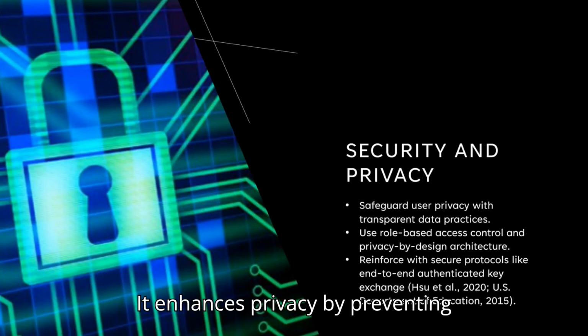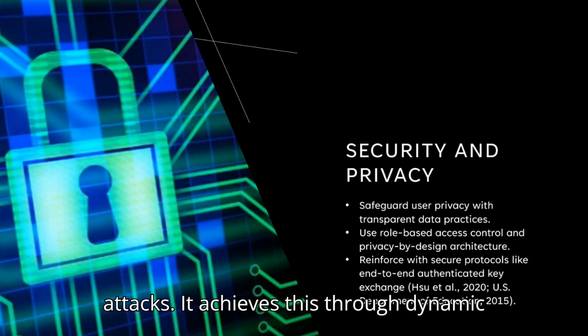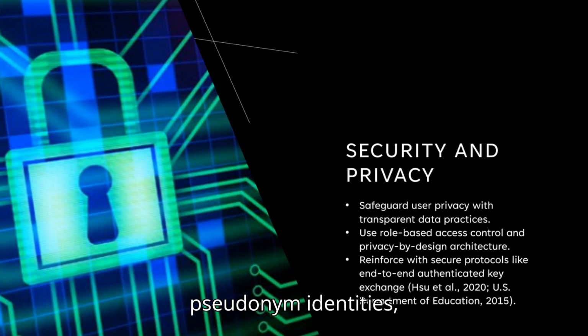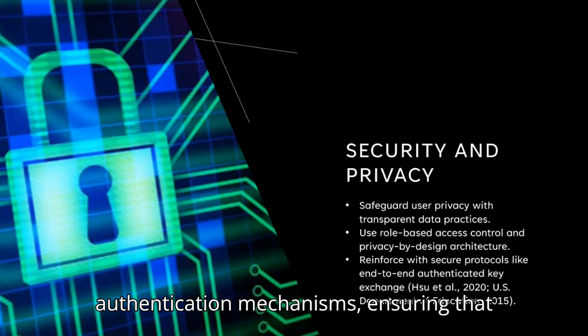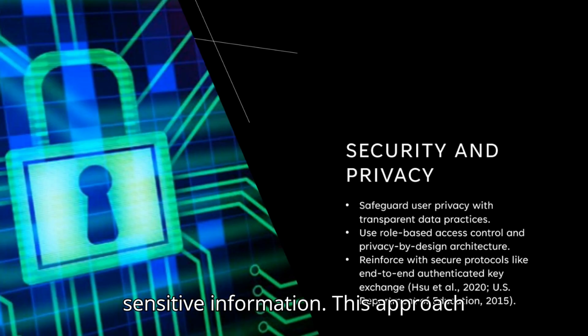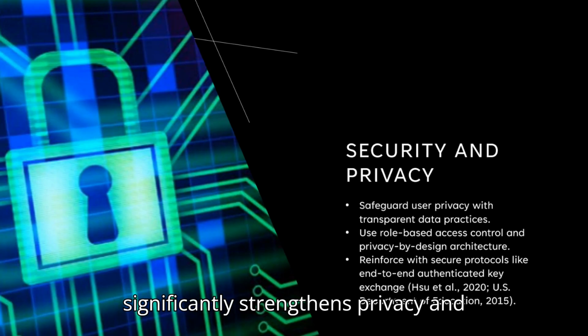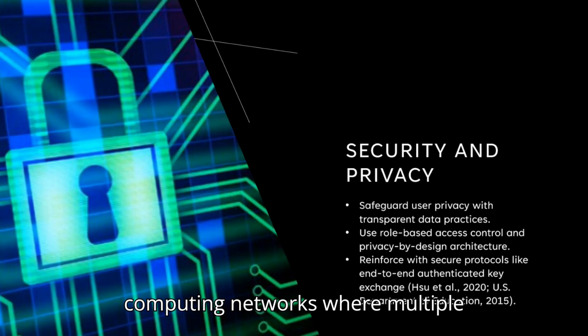Enhances privacy by preventing identity exposure and resisting various attacks, such as replay, impersonation, and man-in-the-middle attacks. It achieves this through dynamic pseudonym identities, elliptic curve cryptography, and mutual authentication mechanisms, ensuring that both users and servers can securely verify each other without revealing sensitive information. This approach significantly strengthens privacy and security in distributed edge computing networks where multiple servers interact with numerous users across potentially insecure channels.